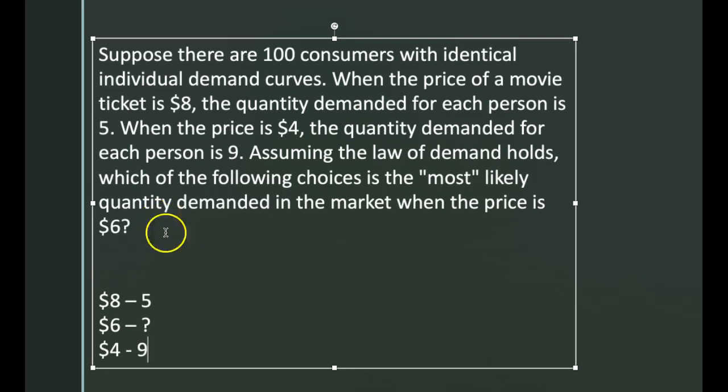One of the things that we can look at here is the difference. For the in-between price of 8, 6, and 4, we can come up with the answer that it would be 7. But the question asks us for the market demand, so we have to multiply that by the 100 consumers. So the correct answer would be 700.